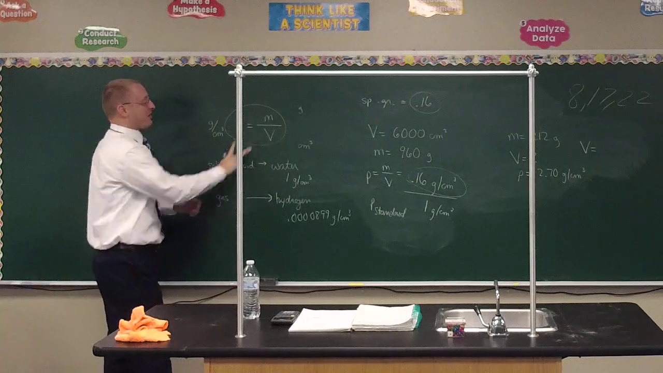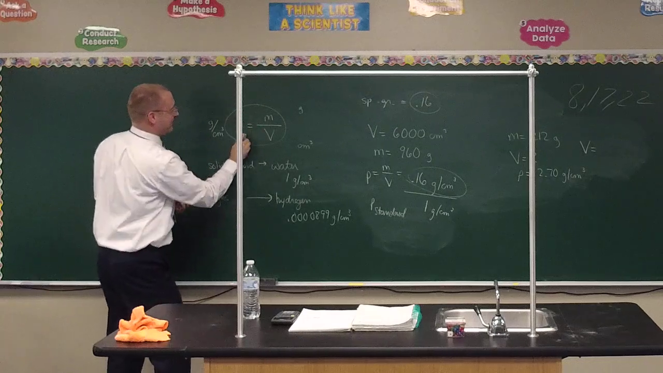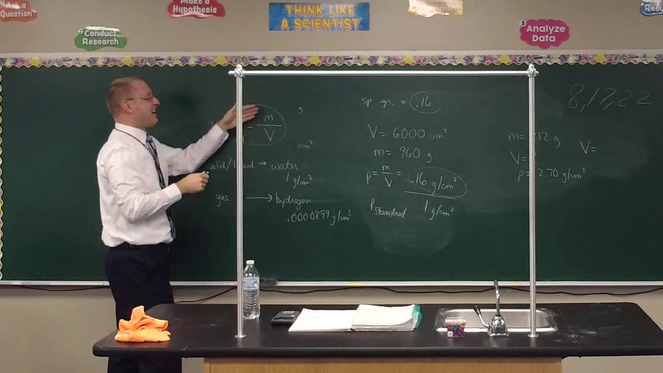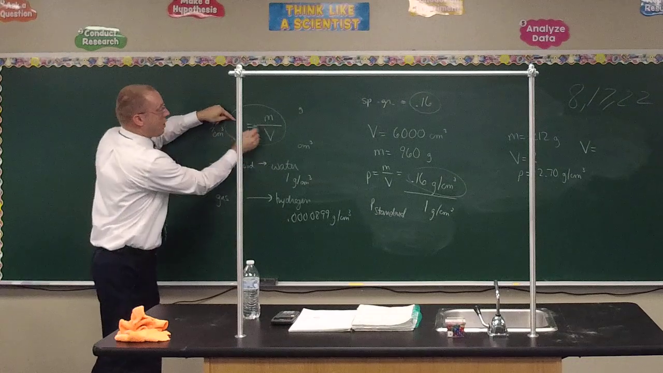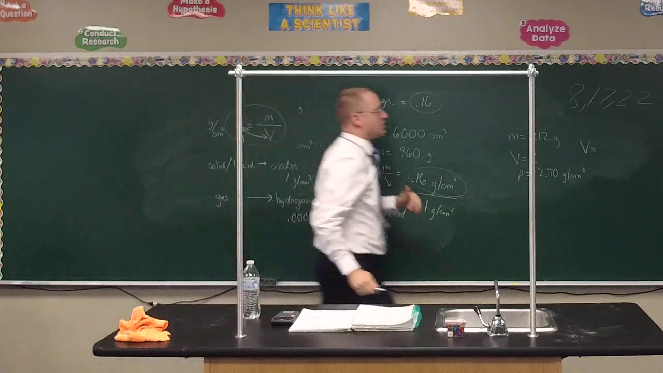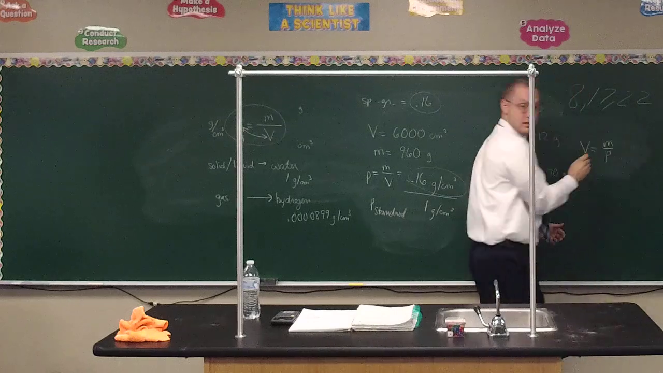Rho over M. No. Flip these two. Alternate these two guys. M over rho, right? The V was in the bottom, so the rho goes in the bottom. The rho goes in the top, the V goes in the top. So we just get M over rho. Does that make sense? All right?